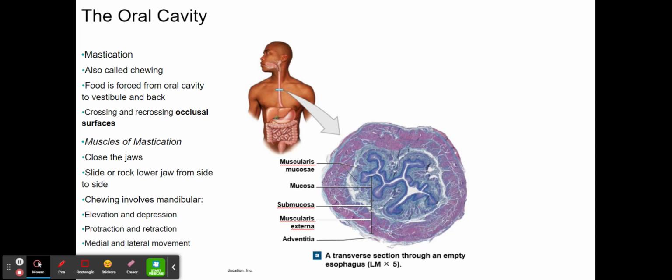During mastication, you force food from the oral cavity to the vestibule and back, crossing and recrossing the occlusal surfaces. This movement results in part from the action of the muscles of mastication. Control would be impossible, however, without the help of the muscles of the cheek, lips, and tongue. Once you have shredded the food to a satisfactory consistency and moistened it with salivary secretions, your tongue compacts the debris into a moist, cohesive bolus that is fairly easy to swallow.